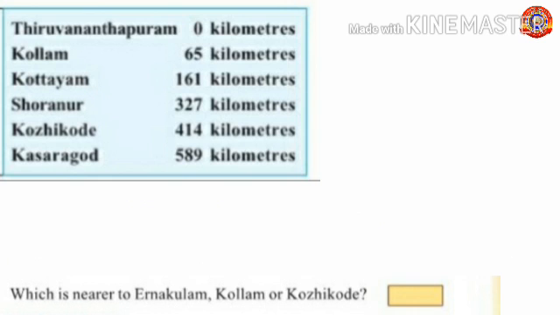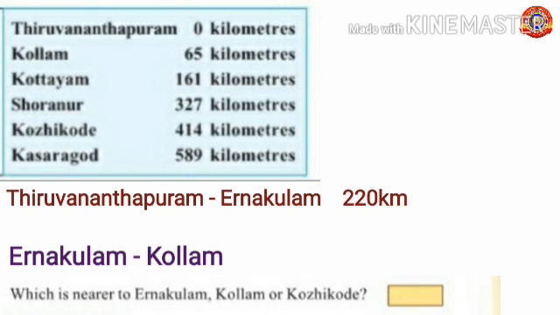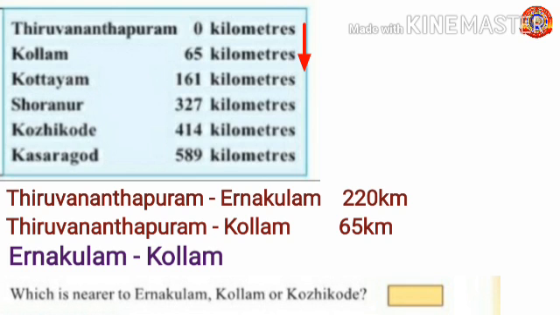Which is nearer to Ernakulam, Kollam or Kozhikode? At first, we have to find the distance from Ernakulam to Kollam. We know that the distance from Thiruvananthapuram to Ernakulam is 220 km. And the distance from Thiruvananthapuram to Kollam is 65 km. So, to find out the distance from Ernakulam to Kollam, subtract 65 km from 220 km.